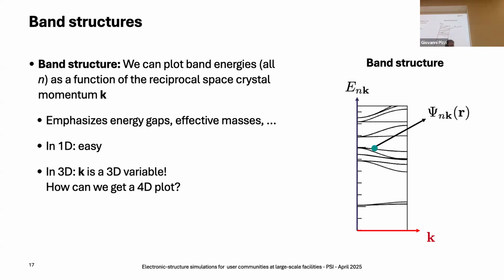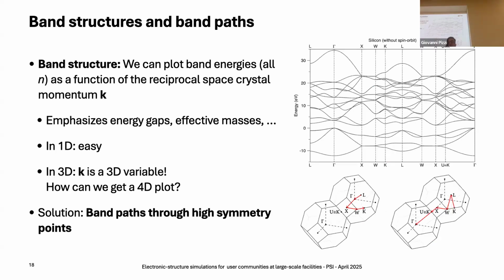So how do we do it? Well, the solution is to use band paths. You essentially define points in your Brillouin zone which typically have high symmetry. So the center, which is always called gamma. In the case of, for instance, silicon, on the FCC lattice, you have L, which is the center of this hexagonal face. You have X, which is the center of the square face, and so on.